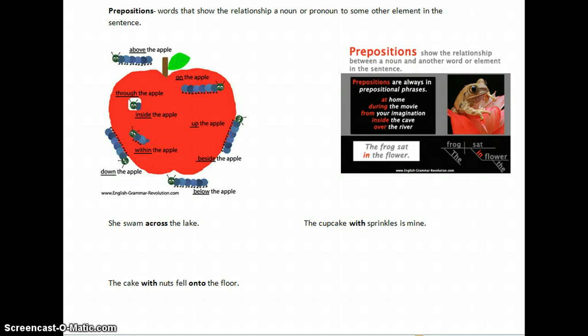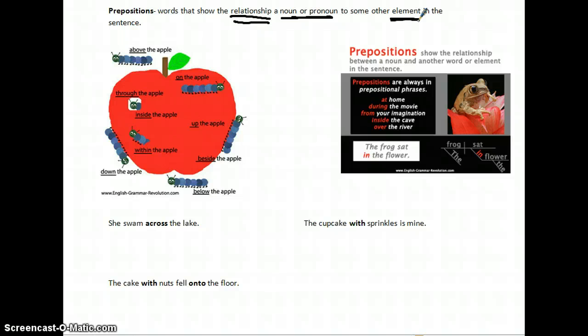The definition is that a preposition is a word that shows the relationship of a noun or pronoun to some other element in the sentence. So it's a relationship, okay? It shows a relationship from a noun or pronoun to some other element in the sentence. And we'll talk about what we mean by element in a second. Let's take a look at the apple picture here to help you visualize this.